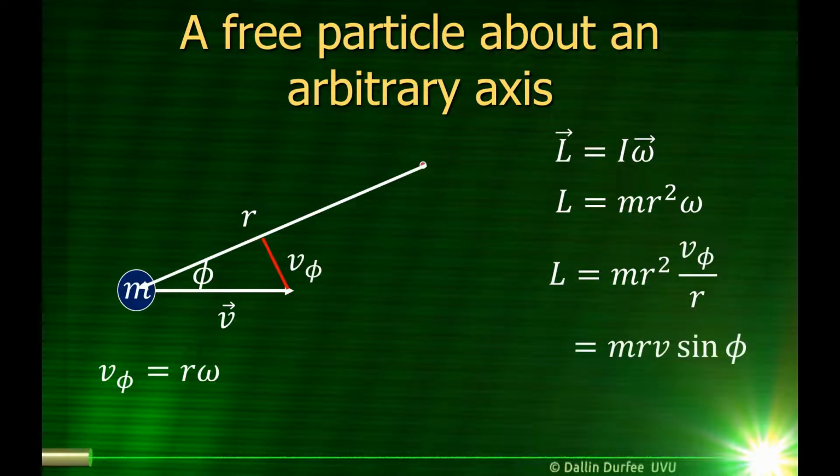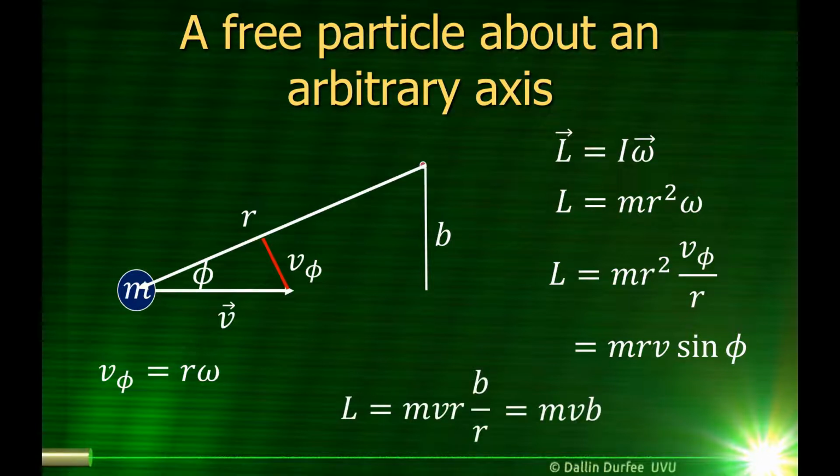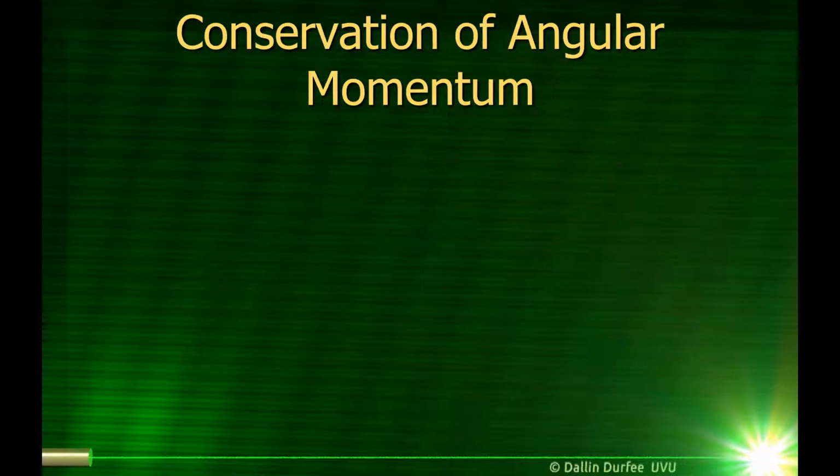Well, this r cancels with one of these r's, and then I'm just left with v phi, but v phi is just the magnitude of v times, this is the opposite side, so it's times sine of theta. Again, we'll draw this line of length b here, and we can show that sine of phi is just b over r, and we get the same answer. The angular momentum of this particle about this arbitrary axis we picked is mvb. Notice that the angular momentum depends on which axis we choose, all right?